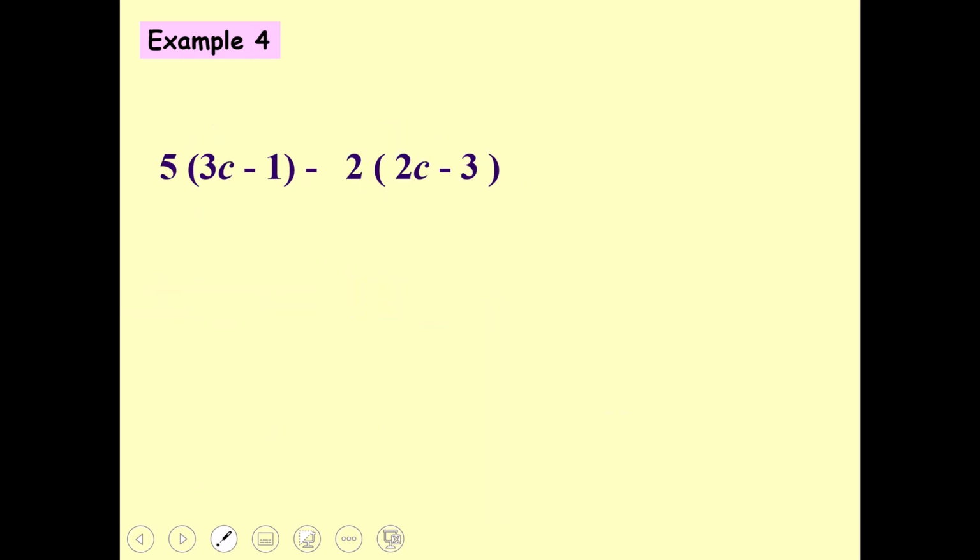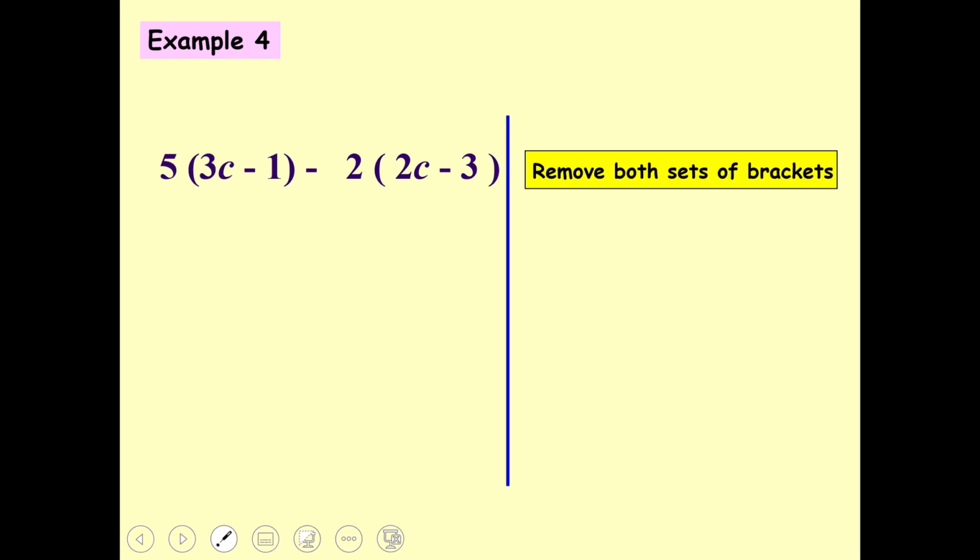Okay, last example. A lot of negatives here, so we really need to be careful. First step, as always, remove both sets of brackets. So our first bracket, we are going to multiply it out by 5. So 5 times 3c gives you 15c. 5 times negative 1 gives you negative 5.